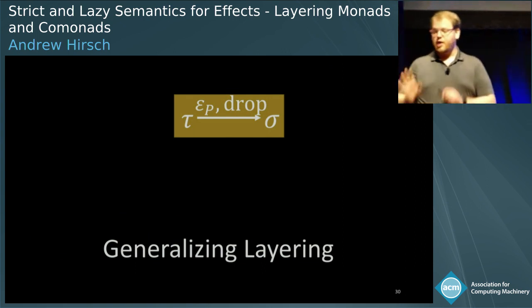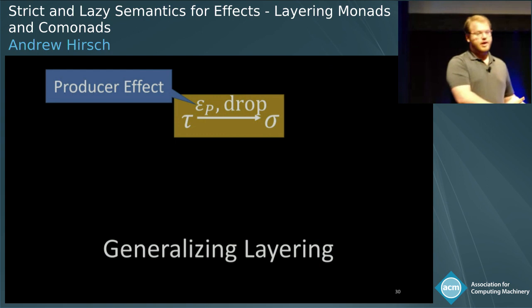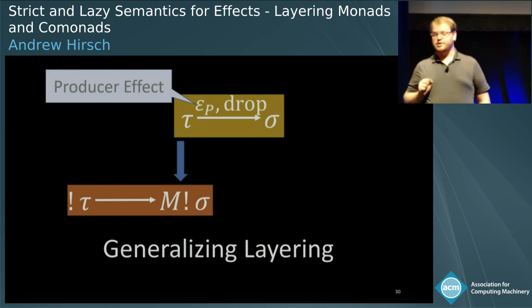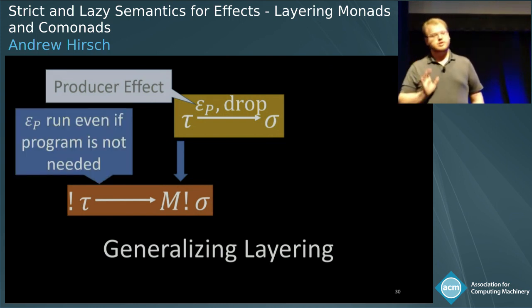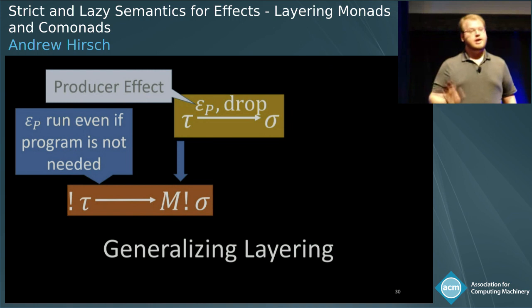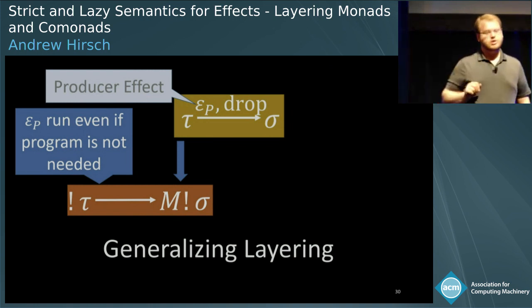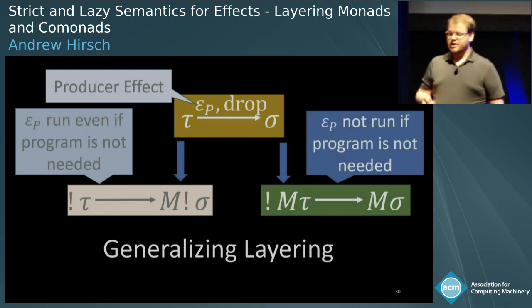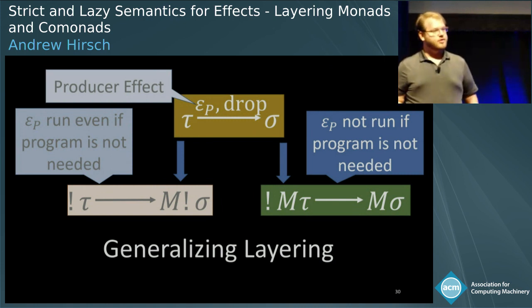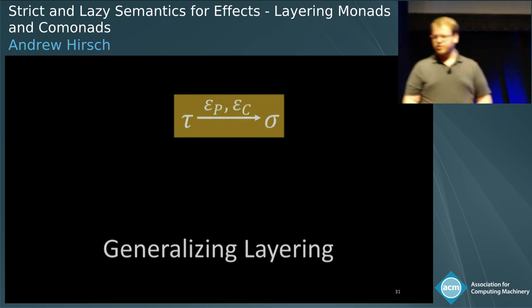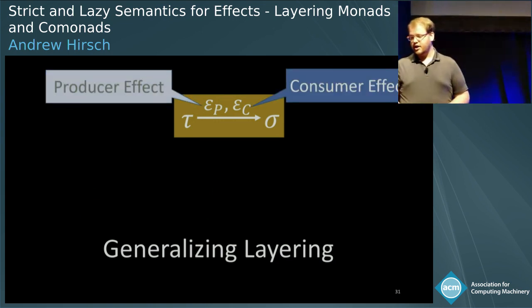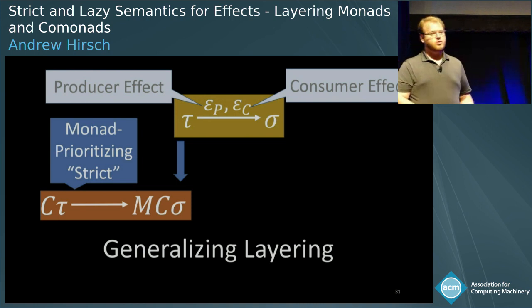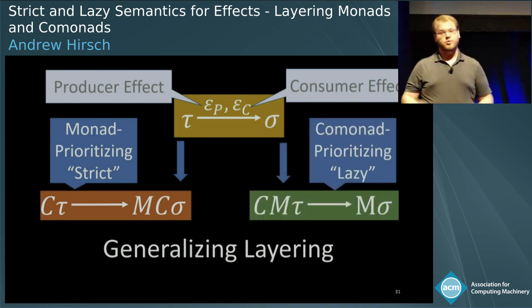So we can think about a program with some arbitrary producer effect. That is a monadic effect. And we can think about its monad prioritizing layering, and this will give a strict semantics to the effect, in the sense that it will run even if that program is never needed in later composition. On the other hand, the comonadic prioritizing layering will give a lazy semantics in the sense that it won't run the effect if that effect is never needed. And we can in fact generalize further to arbitrary producer effects and consumer effects. And we get a monad prioritizing layering, which is strict, and a comonad prioritizing layering, which is lazy.